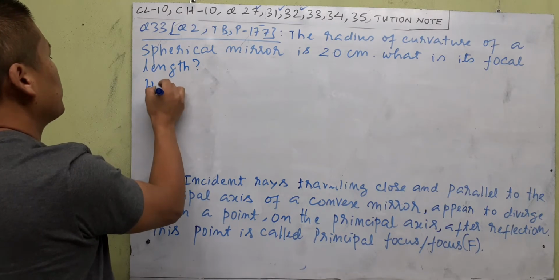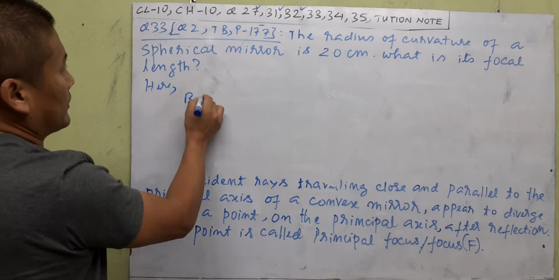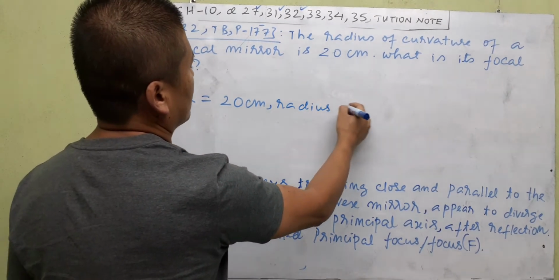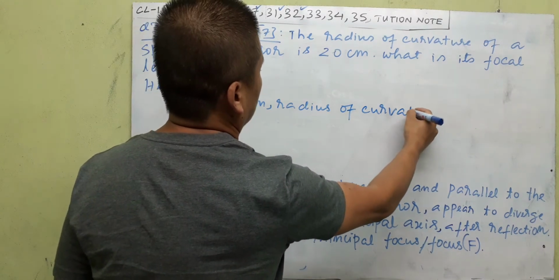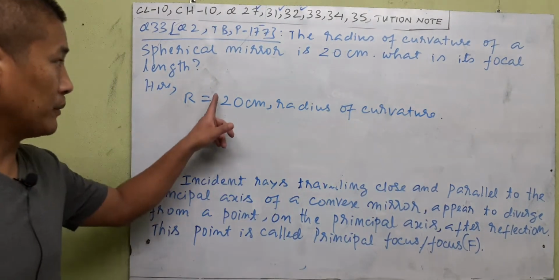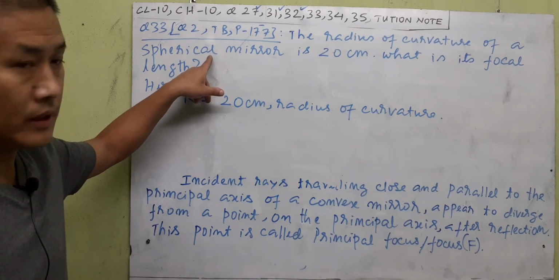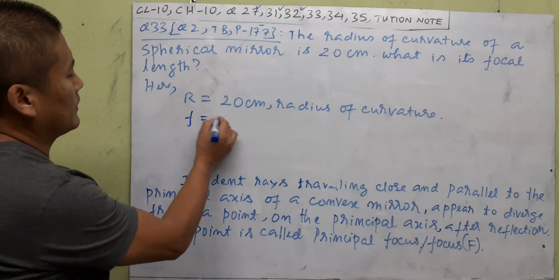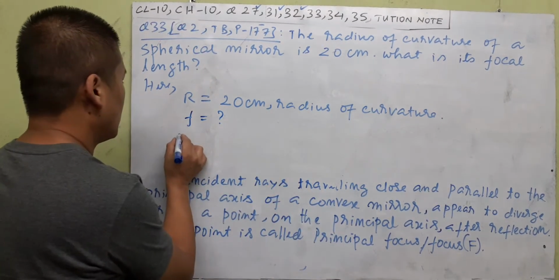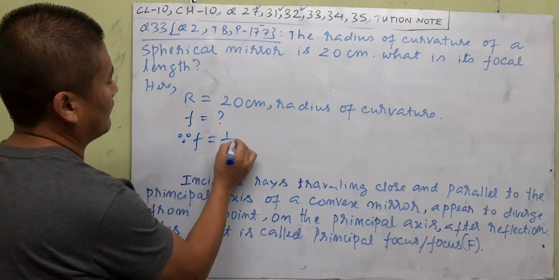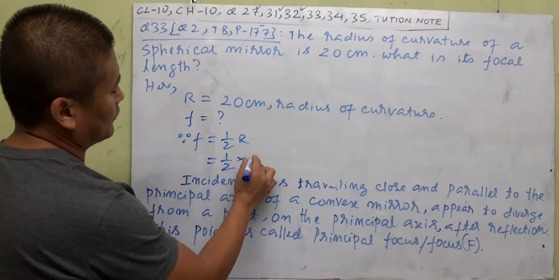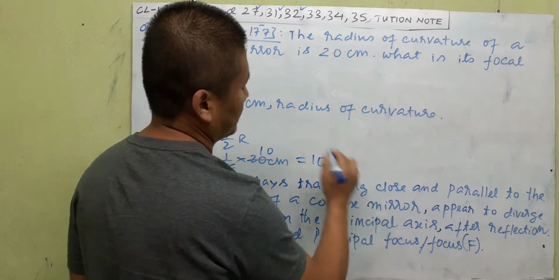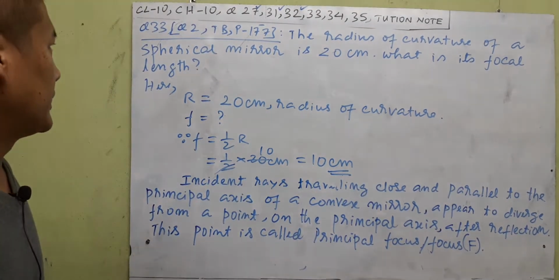Let's just do here. As you read the question, R is equal to 20 centimeter, the radius of curvature. Now we cannot look at plus or minus because they did not tell us whether it's concave or convex. They just said spherical. So in those cases, we cannot use sign convention. F is question mark. But we know the mirror formula, F is equal to half of R, so half into 20 centimeters. So 2 into 10 means focal length is 10 centimeter. So that is 33 also done.